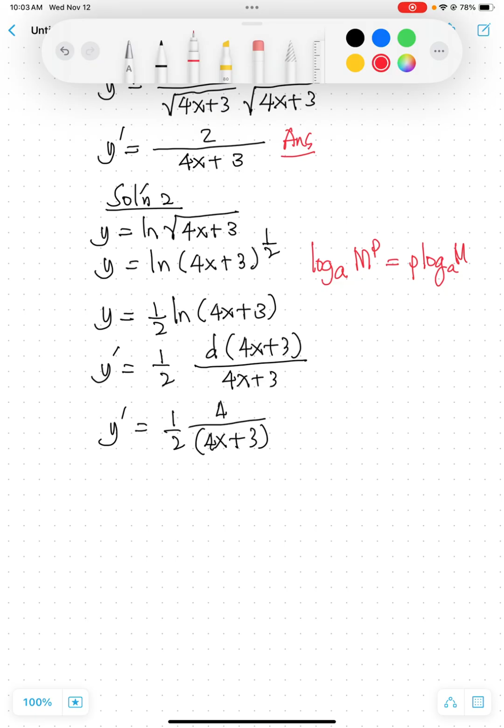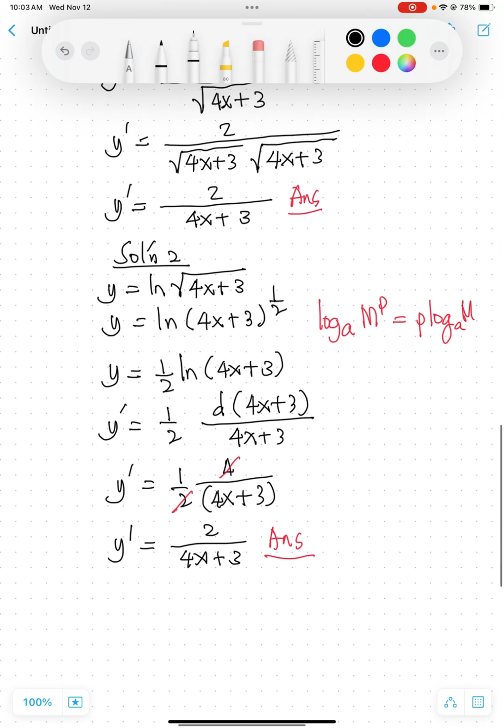So 4 times 1/2, or 4 divided by 2, equals 2. So I'll have y prime equals 2 divided by 4x plus 3. So this is now the answer. So for me, this solution 2 is easier than solution 1. Okay? So let us have example number 2.